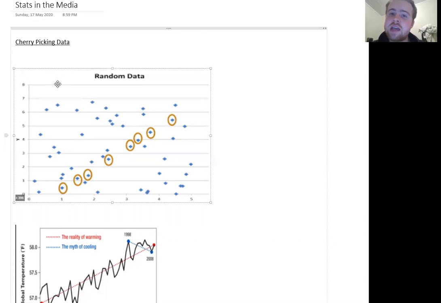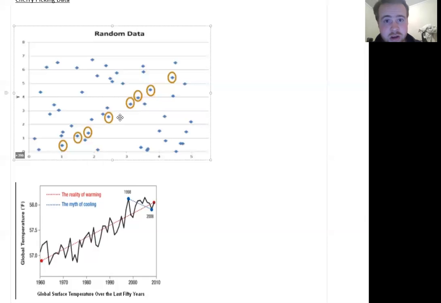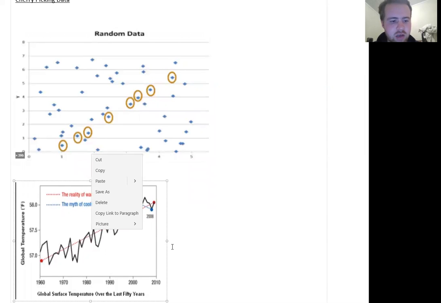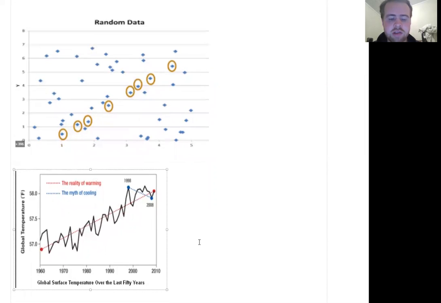So if you only take certain points of data out of a data set, you can claim or make it seem like there are trends that aren't actually true of the whole data set. Okay, so this is an example of cherry picking data. Now, this is very important when it comes to certain global issues like this graph here. So here we have the global surface temperature over the last 50 years.